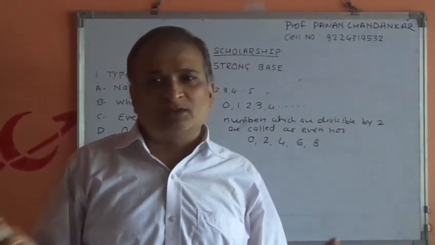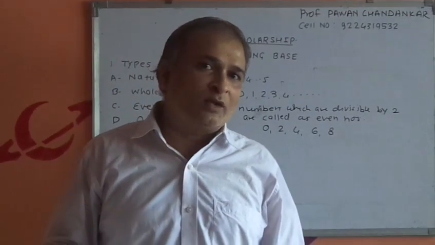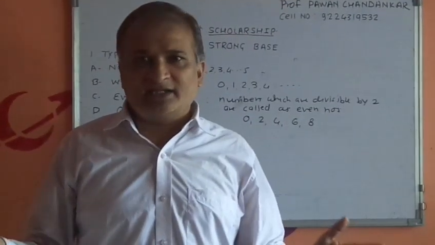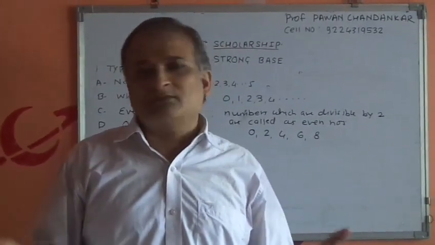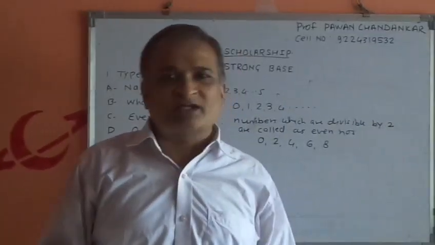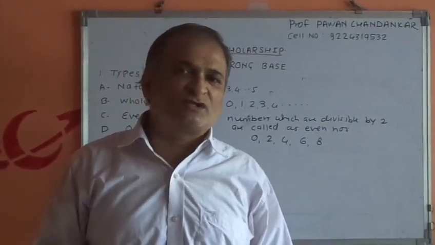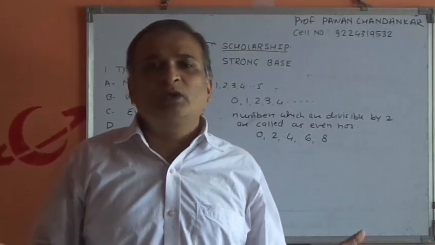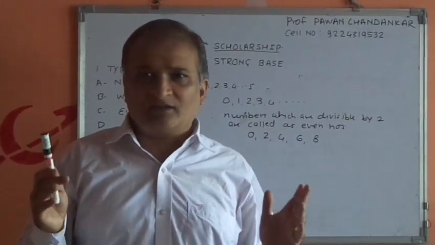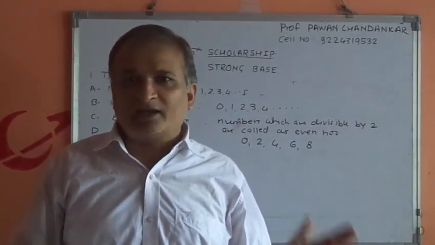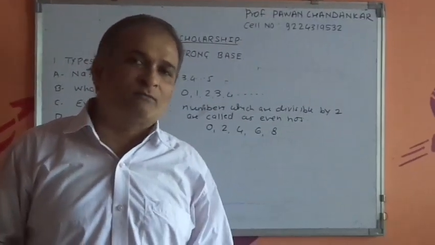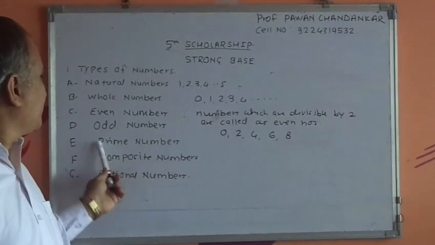Even numbers are those numbers which are divisible by 2, or the numbers which bear either 0, 2, 4, 6, or 8 at the unit place. Those numbers we consider as even numbers. As far as odd numbers are concerned, odd numbers are those numbers which are not divisible by 2, or the numbers which bear either the digit 1, 3, 5, 7 or 9 at the unit place. Those numbers we call odd numbers. Very good.